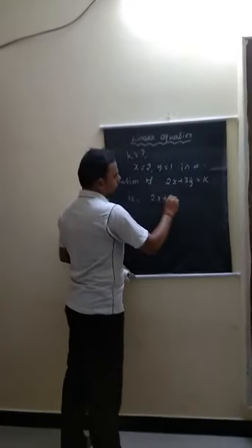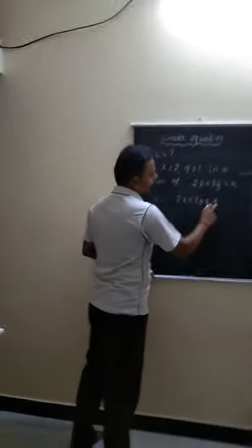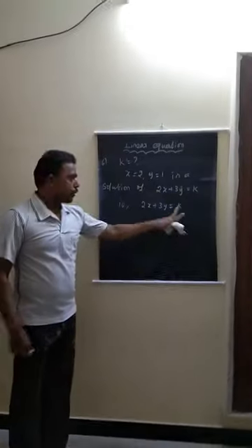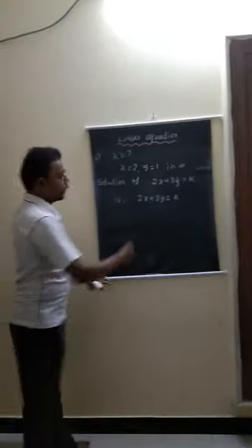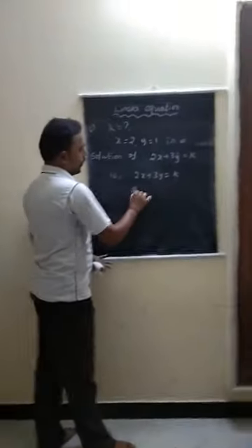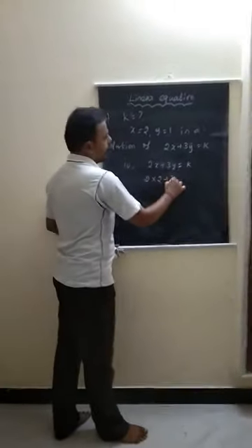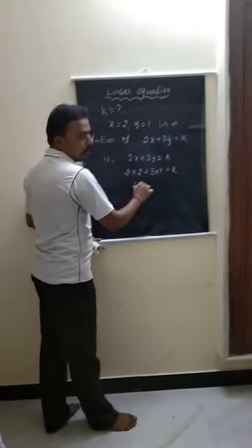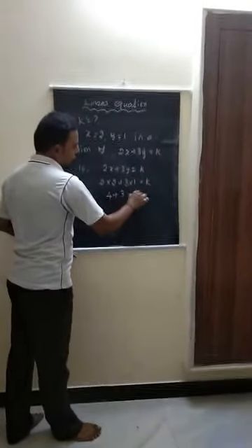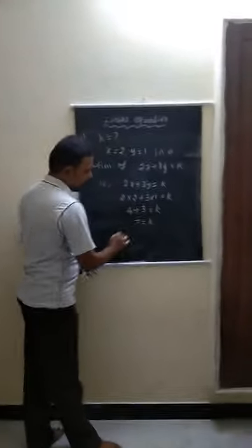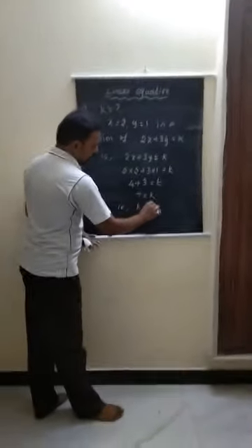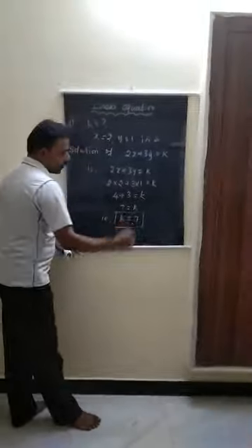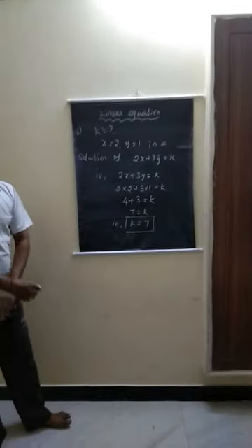So 2x plus 3y equal to the right-hand side. In the previous problem a number was given, but here a constant k is given. Substitute x value 2. That is 2 into 2 plus 3 into 1 equal to k. That is 2 twos are 4, 3 ones are 3, equal to k. So 7 equal to k. That is the value of k. This is the solution of the next problem.